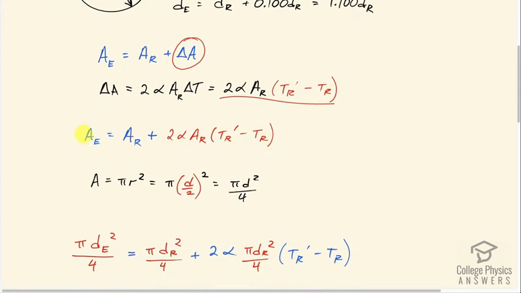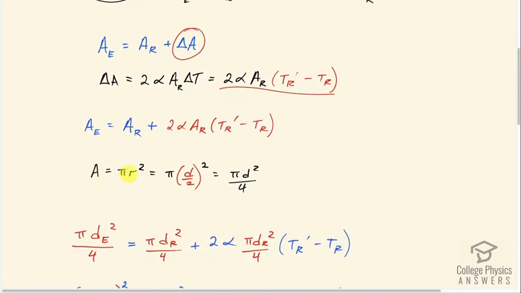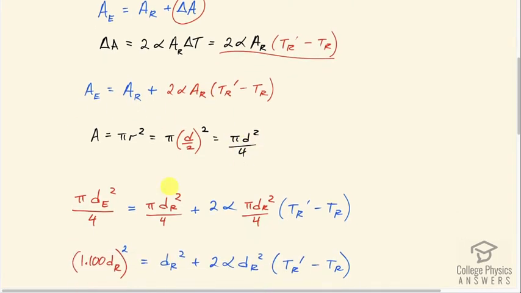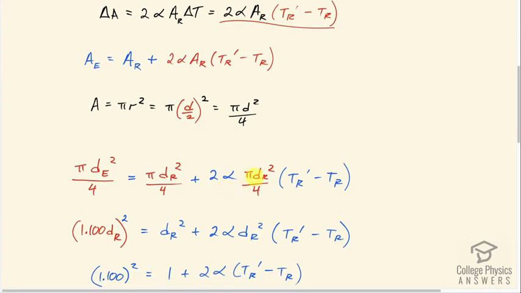So we can replace delta A with this expression here, and that's what I've shown in red. And then we're also going to replace all the areas with the diameters, because we know the diameters and the relationship between the diameters. The area of a circle in general is pi times radius squared, which is pi times half the diameter squared, which is pi times diameter squared over 4. So we substitute for each of the areas using this formula. For the engine area, I have pi times the diameter of the engine squared over 4, and that equals pi times the diameter of the rod squared over 4, plus 2 times the coefficient of linear expansion for aluminum times pi times the diameter of the rod squared over 4 times this difference in temperatures.